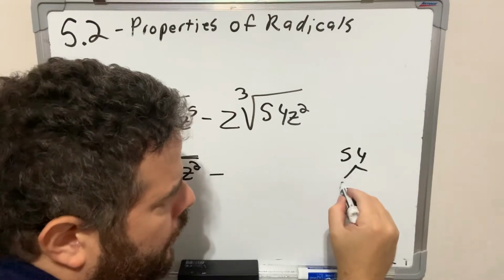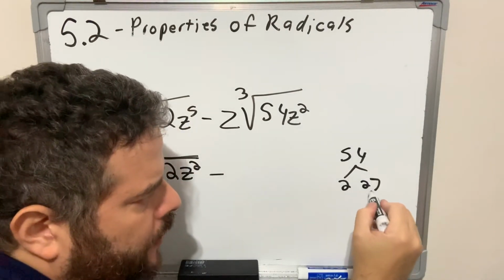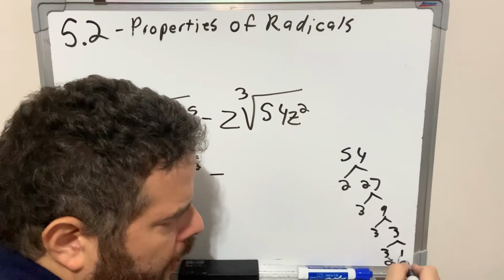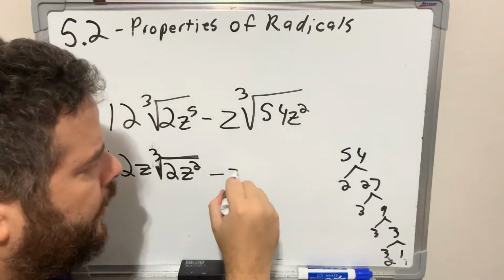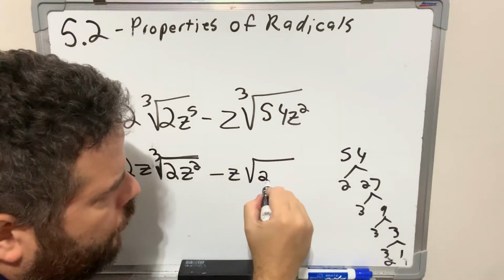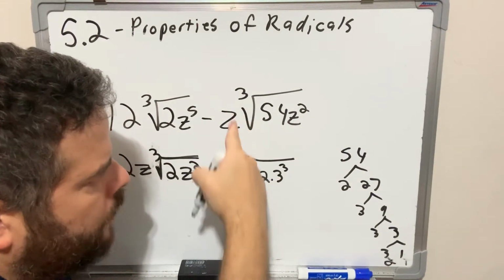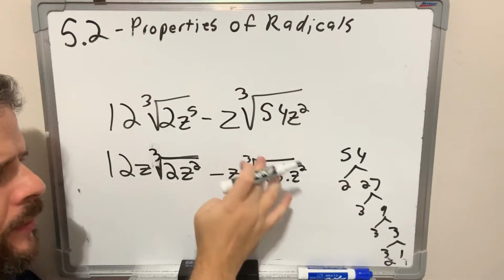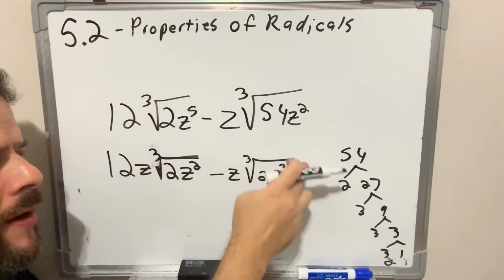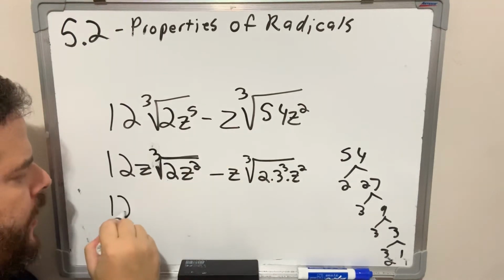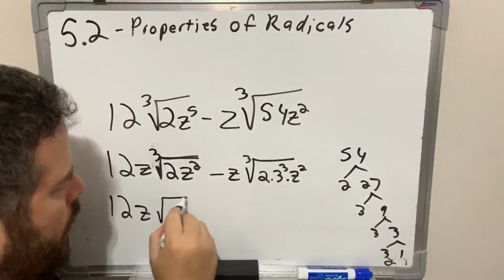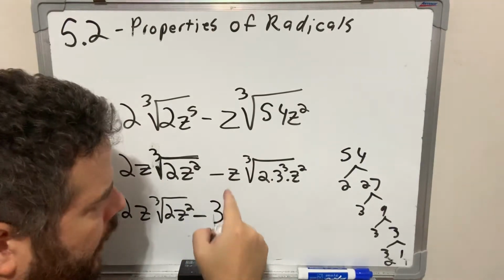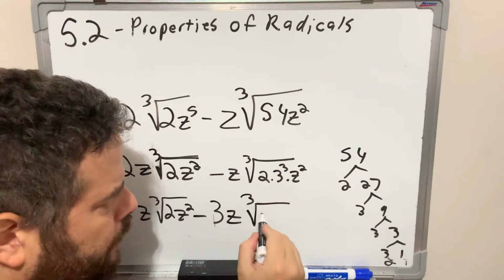The 54 divided by 2 is 27. I can't divide the 27 by 2, but I can by 3 is 9. By 3 is 3. By 3 is 1. So 54 is 2 times 3 cubed, oh, this is a cube as well, times z squared. The 2 can't come out, the 3 can come out, the z squared cannot come out. So again, I'm going to copy everything and take away everything that I can from inside the radicals. In this case, the 3 came out, I had a z there, and inside the parentheses, I'm left with this.